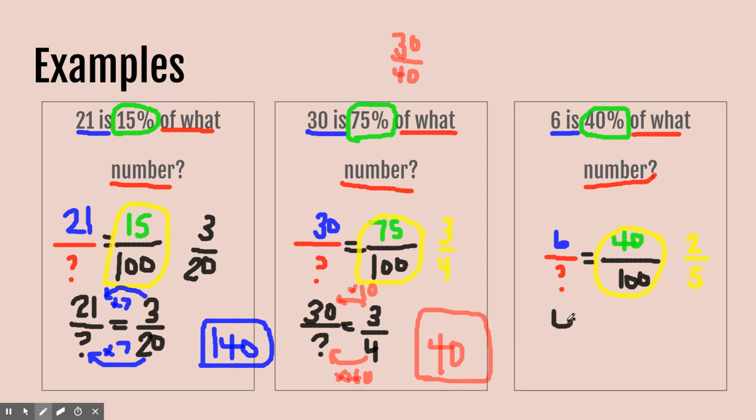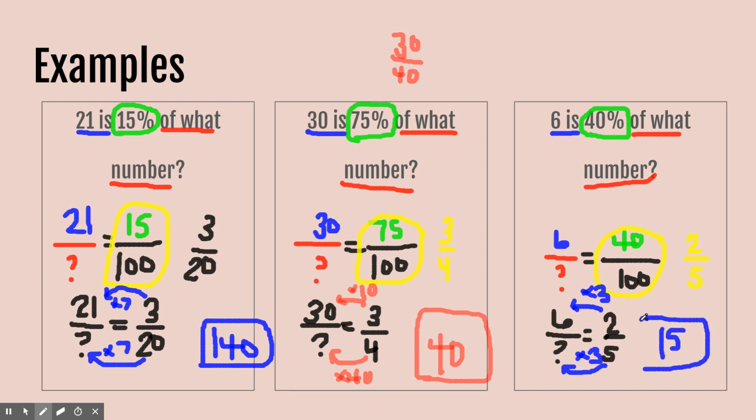So I'm going to reset up my proportion using this equivalent ratio of 2/5. And so 2 times 3 is 6 going this way. So I'm going to do 5 times 3 is 15. So 6 is 40% of 15.